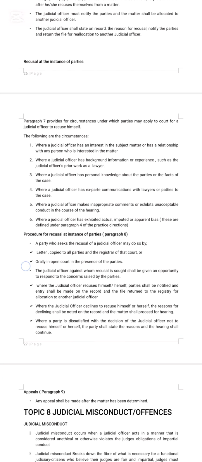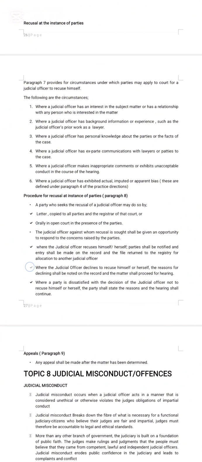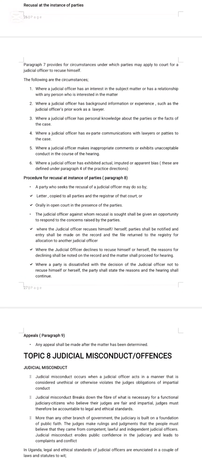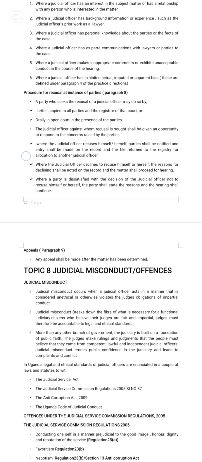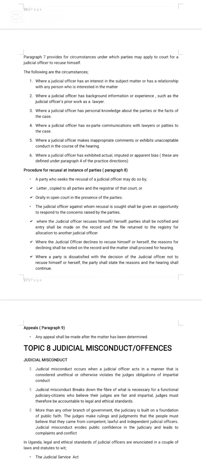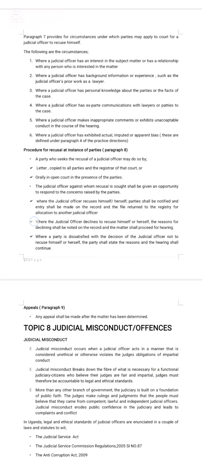Recusal at the instance of parties. Regulation 7 provides for circumstances in which parties may apply to court for a judicial officer to recuse himself. One, where a judicial officer has an interest in the subject matter. Two, where a judicial officer has background information or experience.